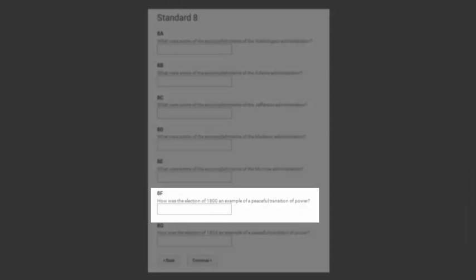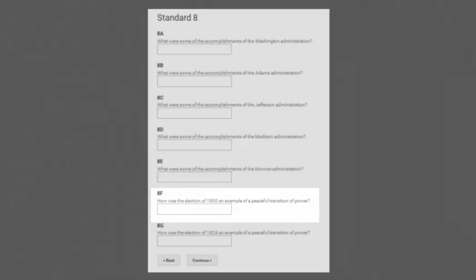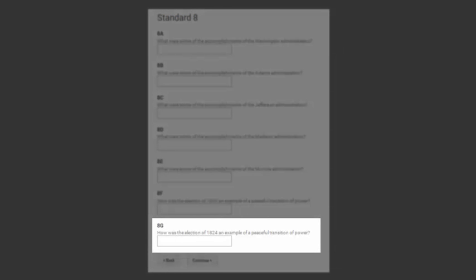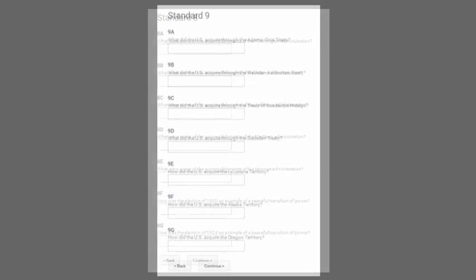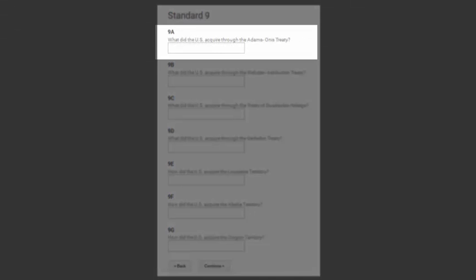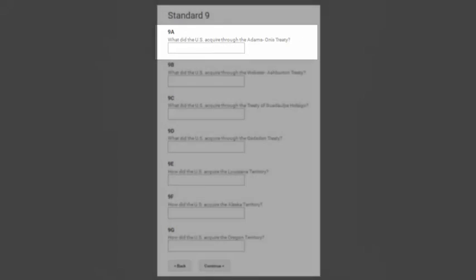8F. How was the election of 1800 an example of a peaceful transition of power? 8G. How was the election of 1824 an example of a peaceful transition of power? Standard 9. 9A. What did the U.S. acquire through the Adams-Onis Treaty?